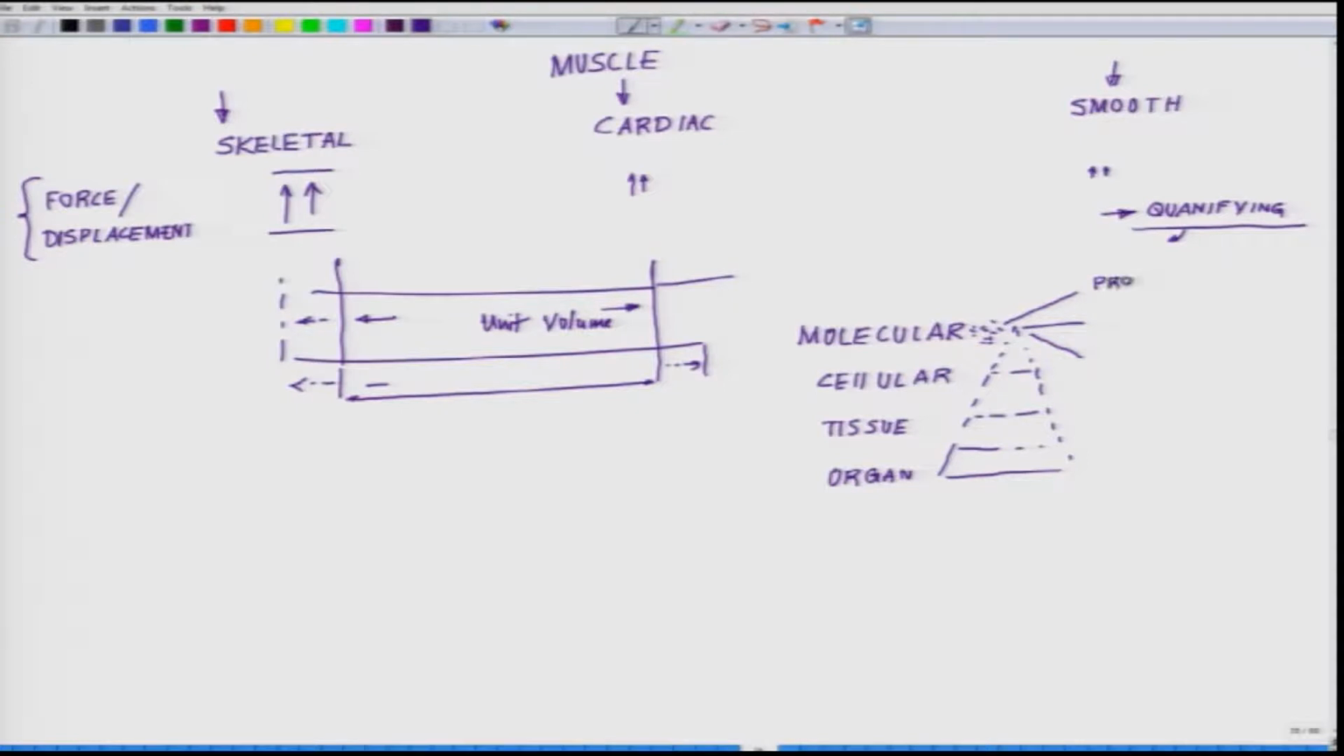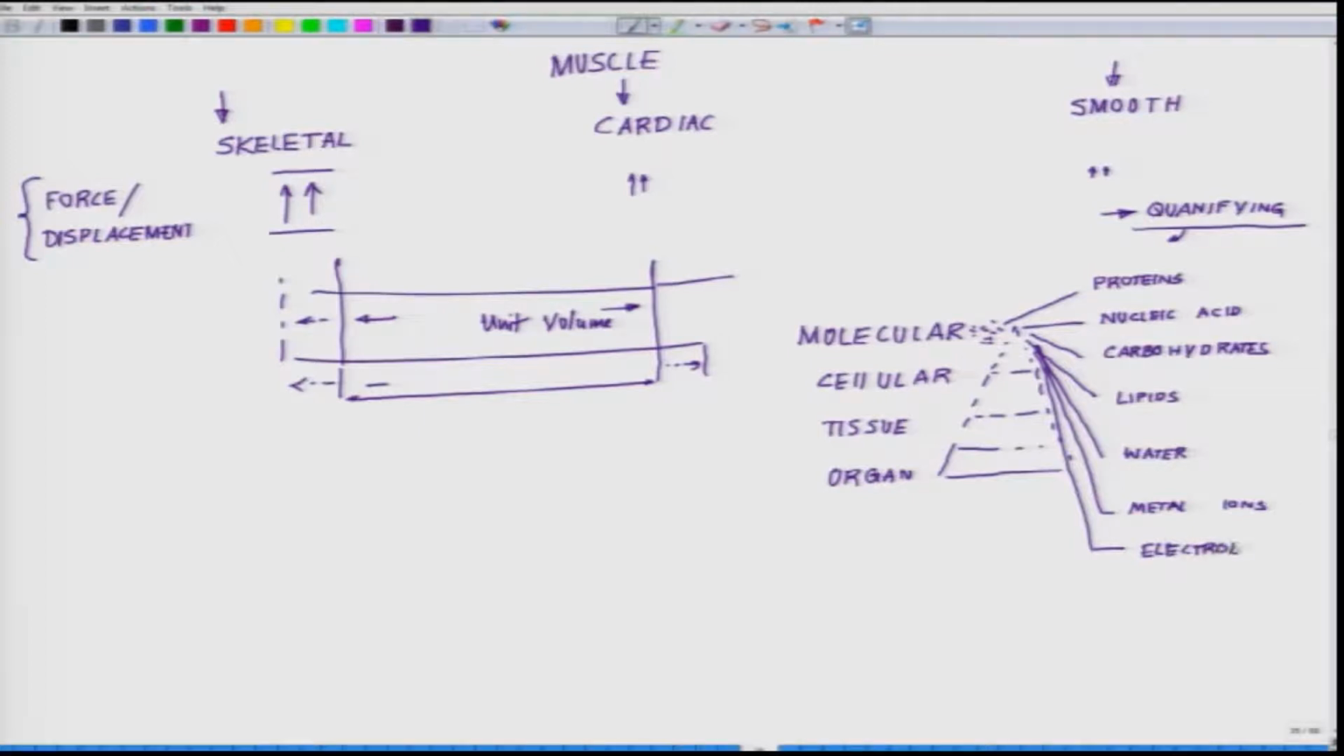Proteins, nucleic acids, carbohydrates, lipids, water, and metal ions and different electrolytes, which constitute the cations and the anions.